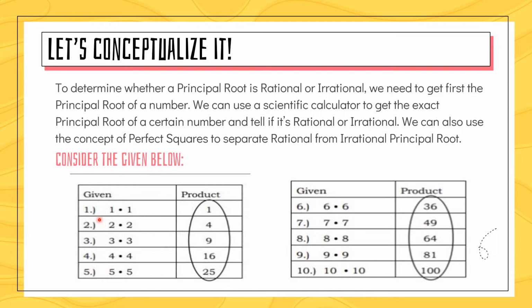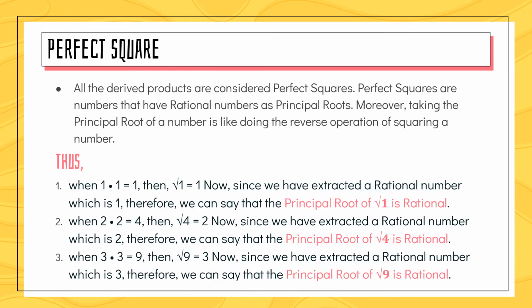So, given 1 times 1 is equal to a product of 1. Then 2 times 2, product of 4. 3 times 3, product of 9. 4 times 4, product of 16. And 5 times 5, product of 25. So, next, perfect square. All the direct products are considered as perfect squares.